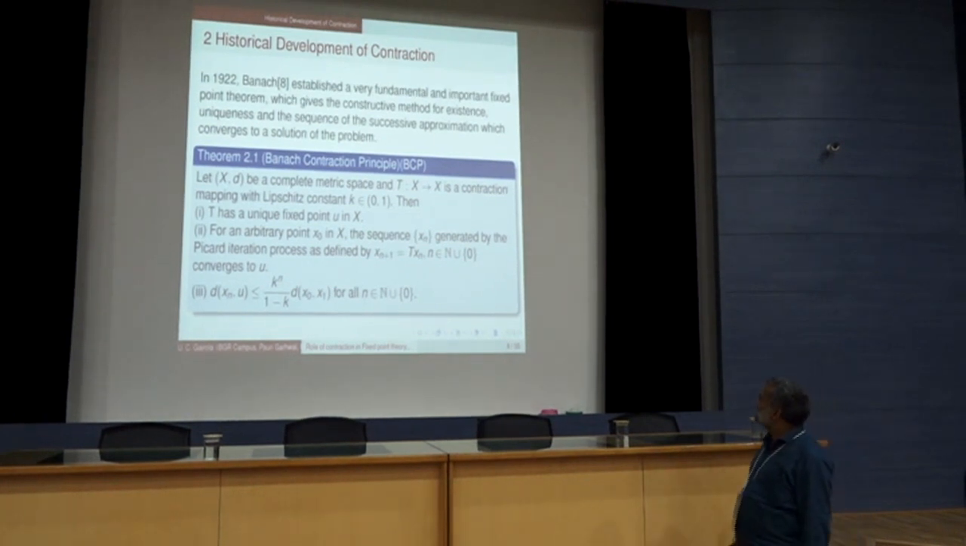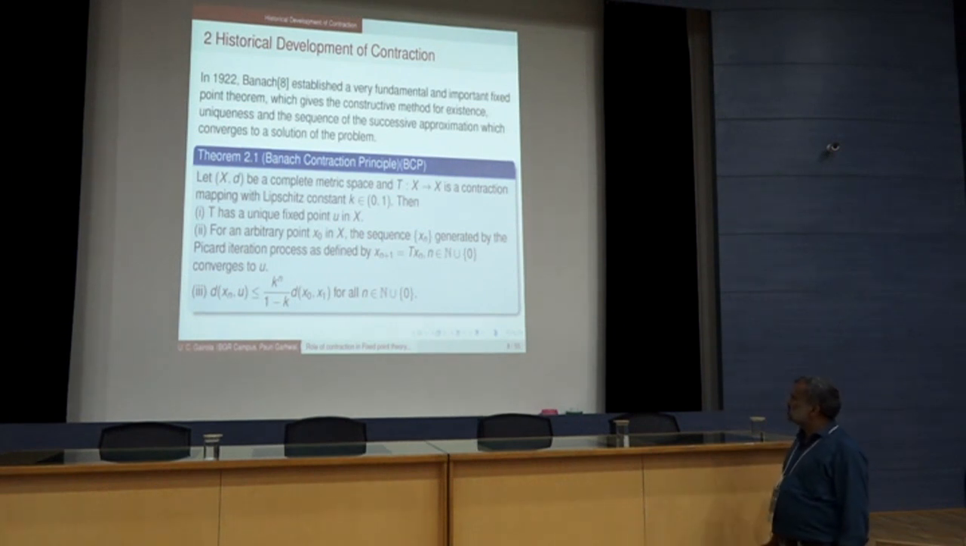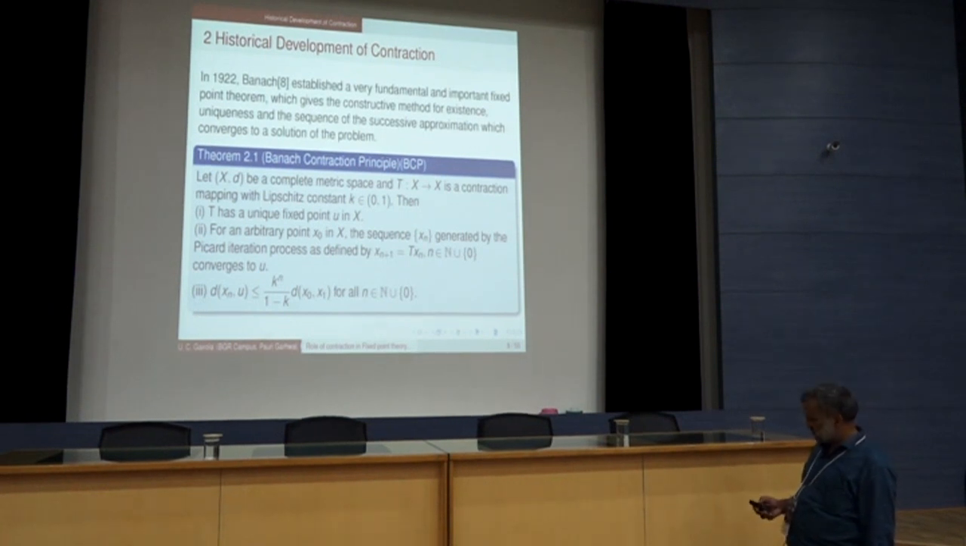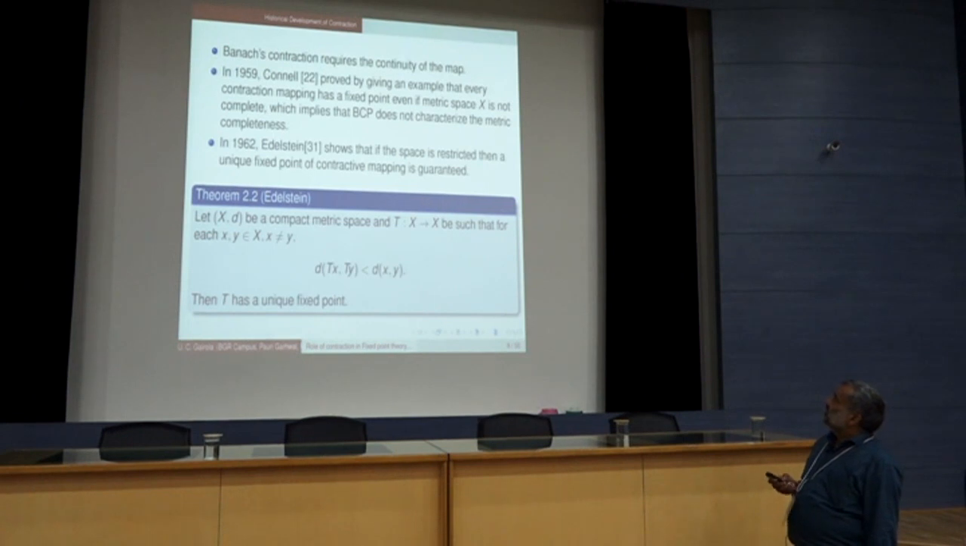For an arbitrary point x0 in X, the sequence x_n generated by the Picard iteration process, defined by x_{n+1} = T x_n, with n belonging to N union {0}, converges to u, and d(x_n, u) is less than or equal to k^n over (1 minus k) times d(x0, x1) for all n belonging to N union {0}. This Banach contraction requires the continuity of the map.